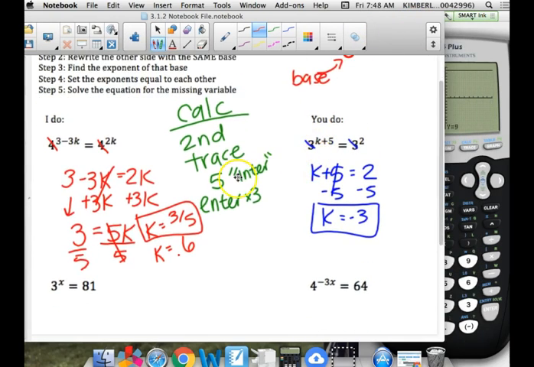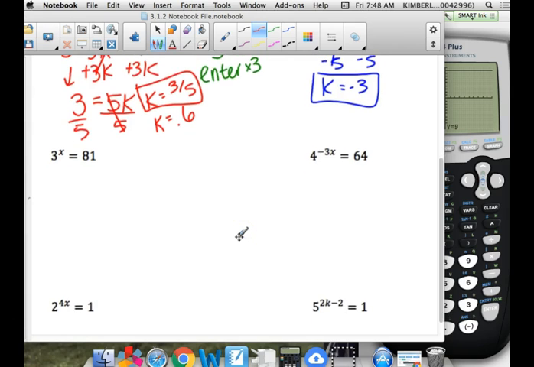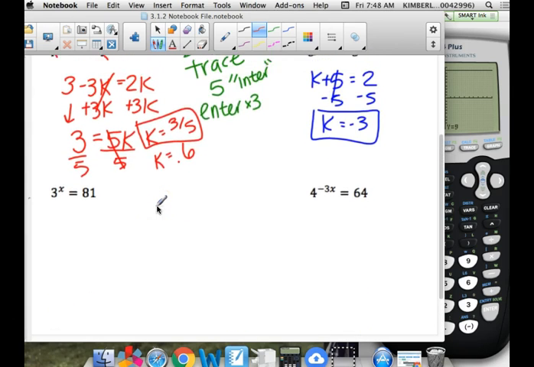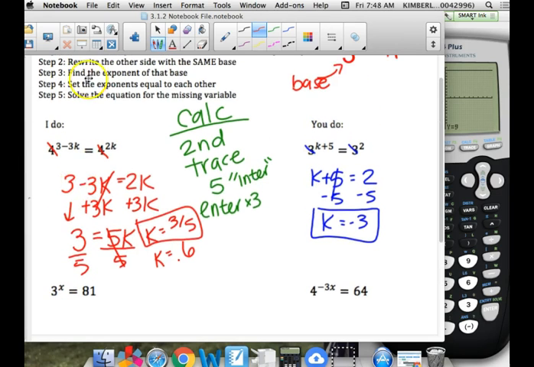Alright, let me know if you have any questions, typing in the calculator, solving it, etc. Otherwise, I'm going to move on to this one down here. So notice this is a little different. I don't have the same bases, and so what I'm going to have to do is first identify my base.